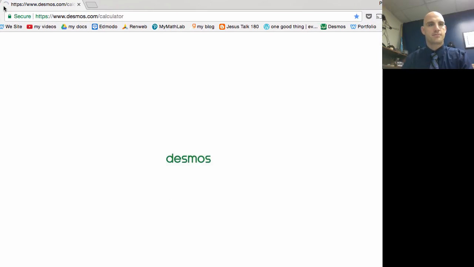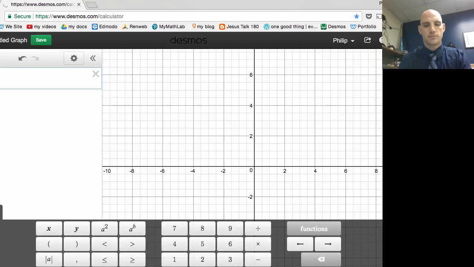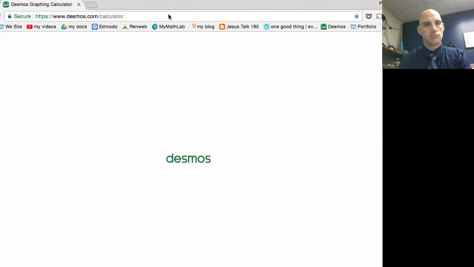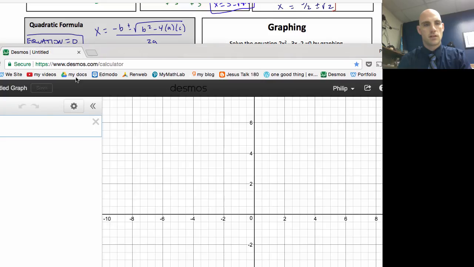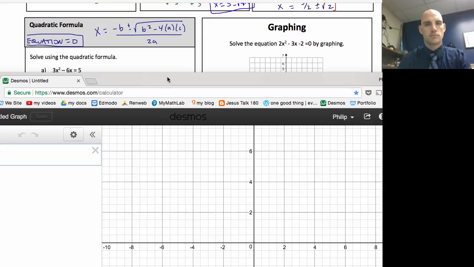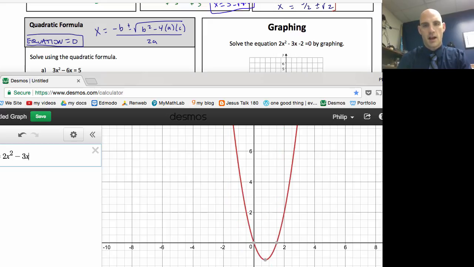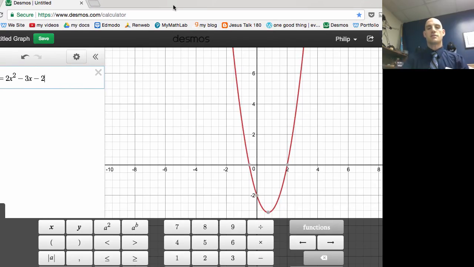Okay, so I'm going to have y equals 2x squared minus 3x minus 2. Okay? And so my solutions to my graph, I'm asking where does this graph equal 0? Well, literally, where does it equal 0? It literally equals 0 where it crosses the x-axis. And so my answers are negative 1/2 and 2.